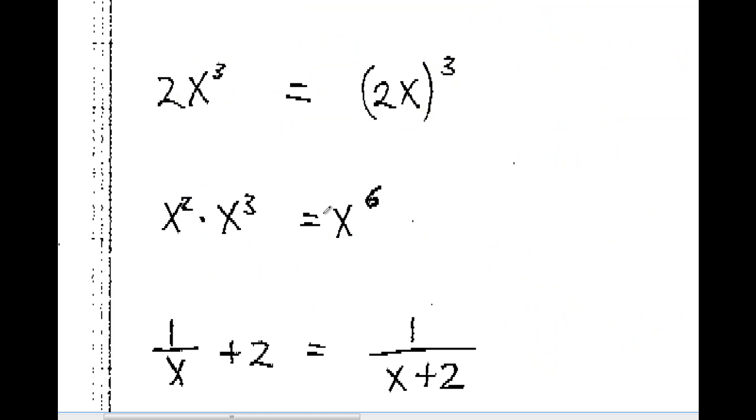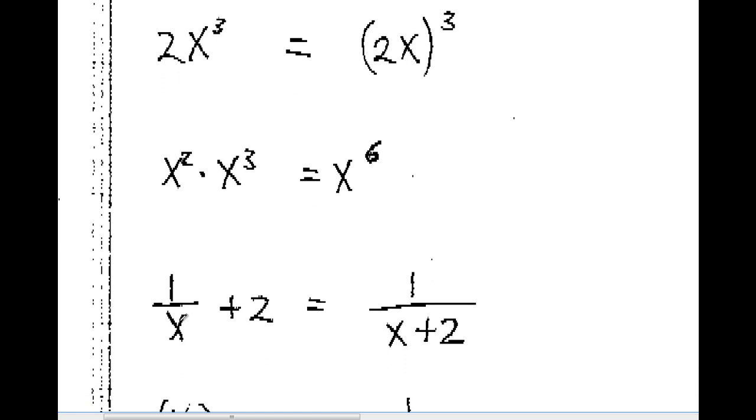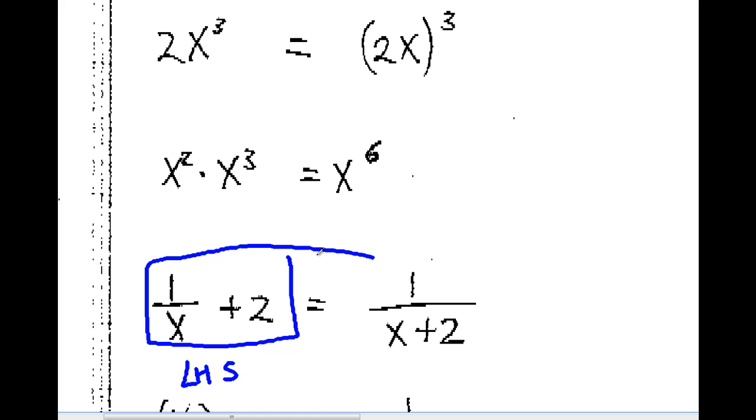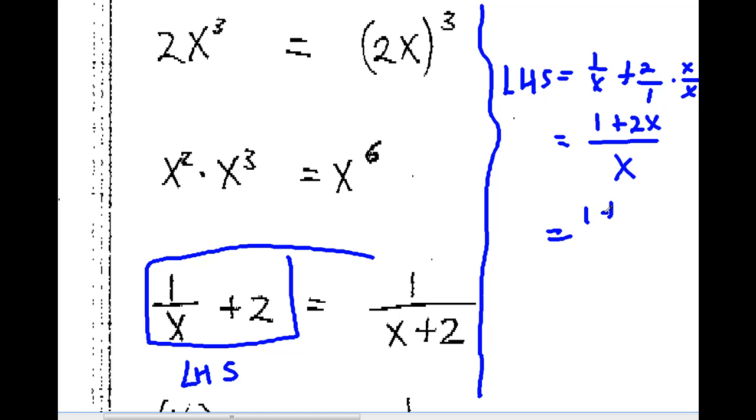Let's clean up this one first. Okay, so let's take a look at what's wrong with this one. The easiest thing we should probably do is take a look at the left-hand side, and we'll simplify the left-hand side and see what happens. The left-hand side is equal to 1 over x plus 2 over 1. If we have a common denominator, this becomes 1, this becomes 2x, because I need to multiply top and bottom. So I have 1 plus 2x over x.